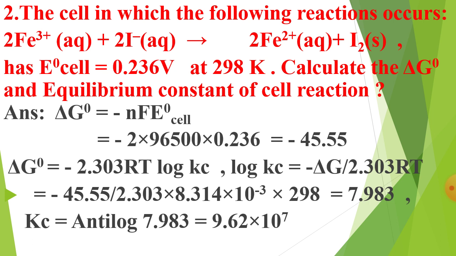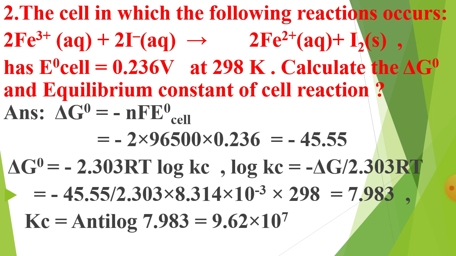Now, ΔG° has one more formula given to you: minus 2.303 RT log Kc. So in this way we can also calculate log Kc. So log Kc equals minus ΔG° divided by 2.303 RT. Putting in the values of these three, we find the value of log Kc is 7.983. But now we have to find Kc. So again write the antilog. This is a positive value, 7.983. Here, the digit 7 before the point goes to the power of 10, so it becomes 10 power 7.